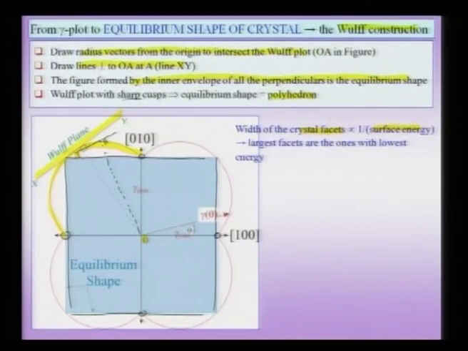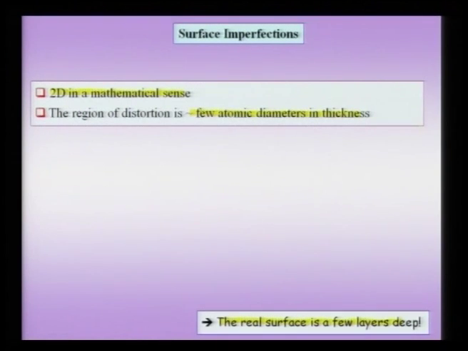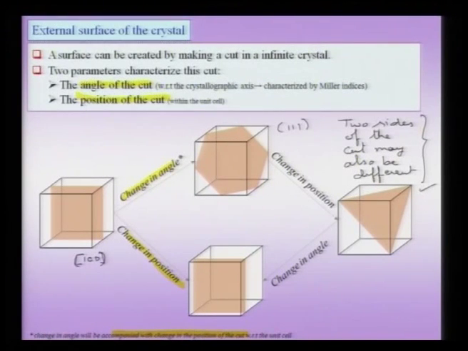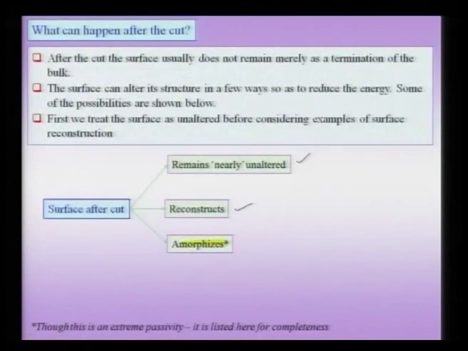Let us revise some of the concepts we have come across during the consideration of surfaces, and some of this terminology may be new to us. The important thing is we started off with the idea that even though we call it a surface, it actually extends a few layers deep, and often the interior layers also have a profound influence on the properties of the surfaces. The second thing we saw was that the surface can be created by an angle of cut and the position of the cut, and when I create a cut, the two surfaces which I create using the cut may actually be different kinds of surfaces, and this is very, very important.